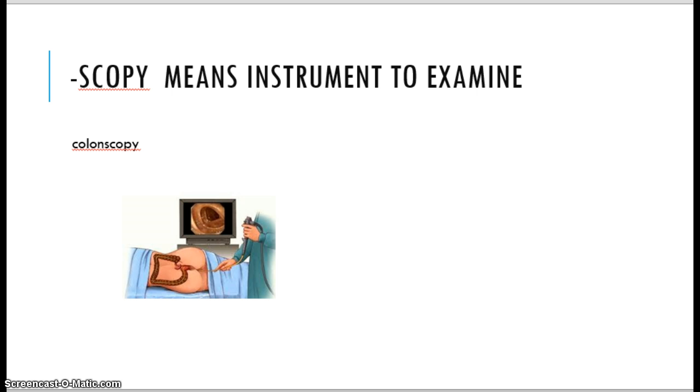When we have the suffix scope on the end, it means to examine. So when somebody goes in for a colonoscopy, it is scoping that colon to check for diverticuli, for polyps to remove because they're precancerous. Colonoscopies usually start at age 50 for just routine health screening.